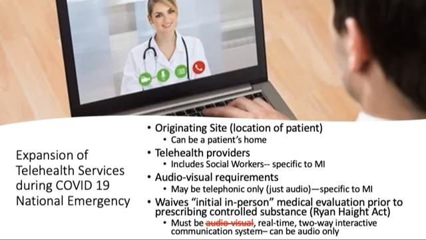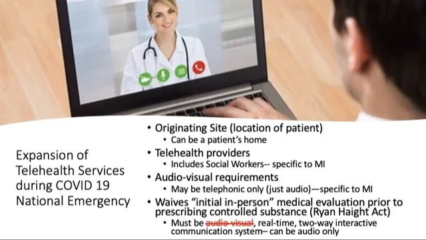So currently, we're in a public health emergency, and I'm going to talk now about some of those loosening of regulations. So, originating site. Remember, previously I said, and that's where the patient is. The originating site is where the patient is. And I had listed that it had to be in a HPSA, and it had to be at a clinic, at a doctor office, at a FQHC. But that is no longer. The location can be at the patient's home. So the patient can be at home, and we can deliver care there.